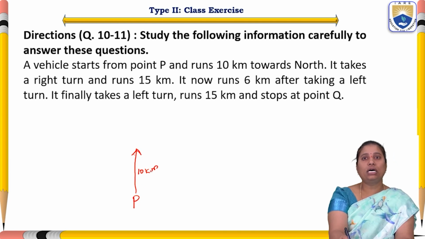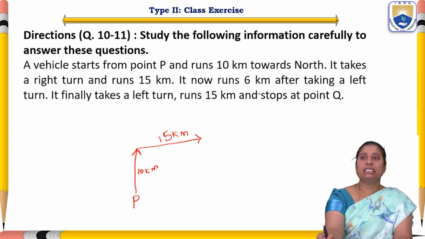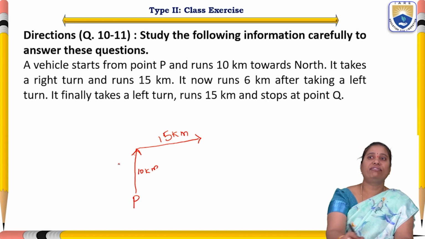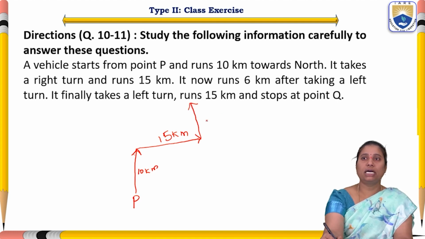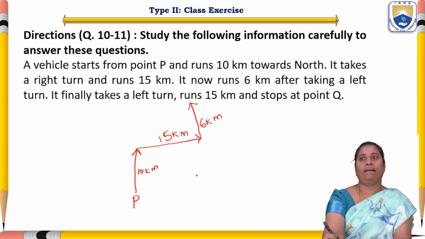It takes a right turn and runs 15 kilometers. Right turn means the second turn is towards the east, and it has run 15 kilometers. It now runs 6 kilometers after taking a left turn. So from this east direction, a left turn means towards the north, and it has moved 6 kilometers. It finally takes a left turn. So from the north, left means it has to move towards the west side, 15 kilometers.